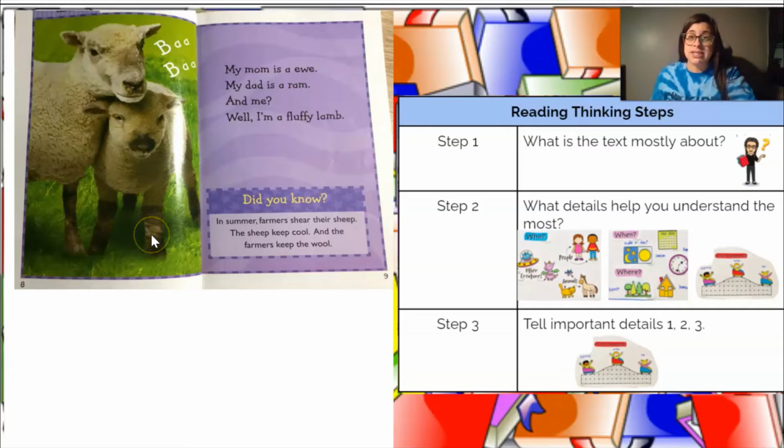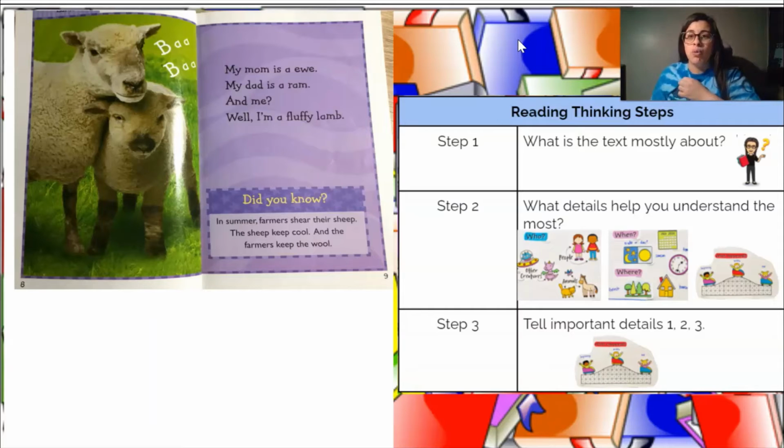We also noticed the author for this text, as it's an informational text, has a did you know box to give us a little bit more information about this farm animal, which is great for what our reading thinking job is today because we need as many key details to help us better understand what the text is mostly about. So on this page, we learned that farmers shear off the wool off of sheep so the sheep can stay cool and the farmers keep the wool to make clothes.